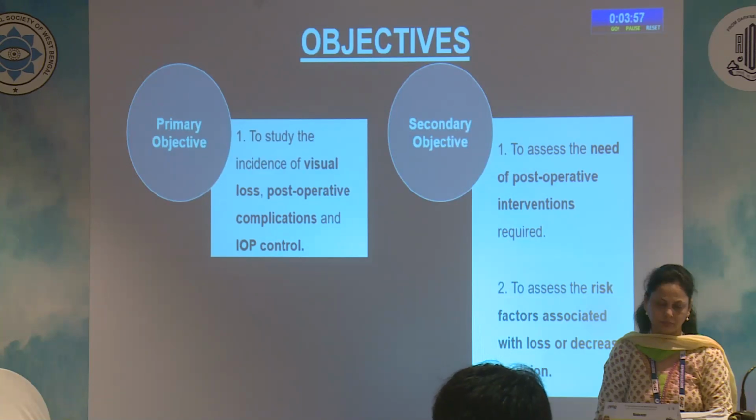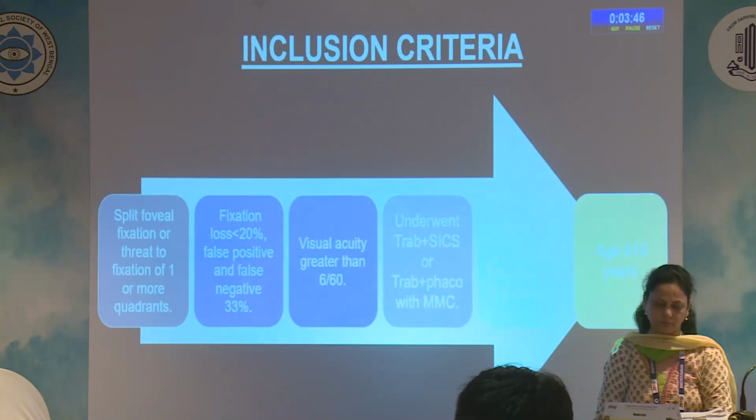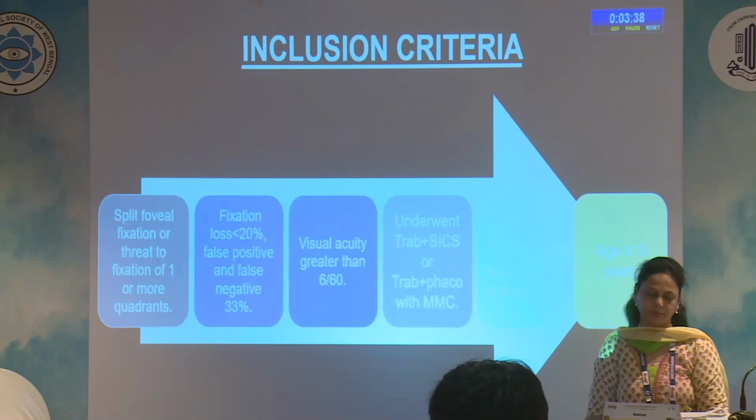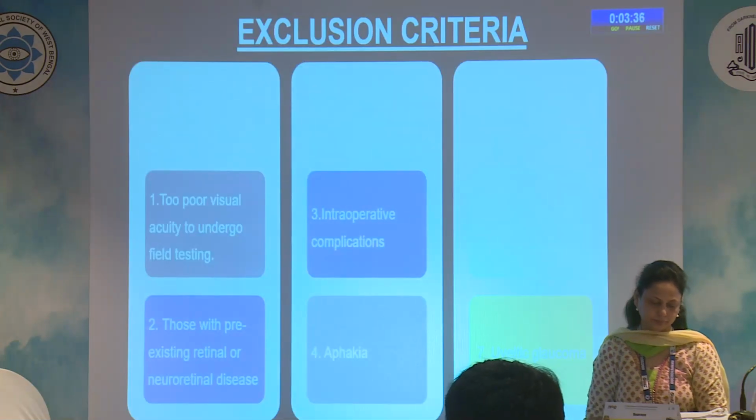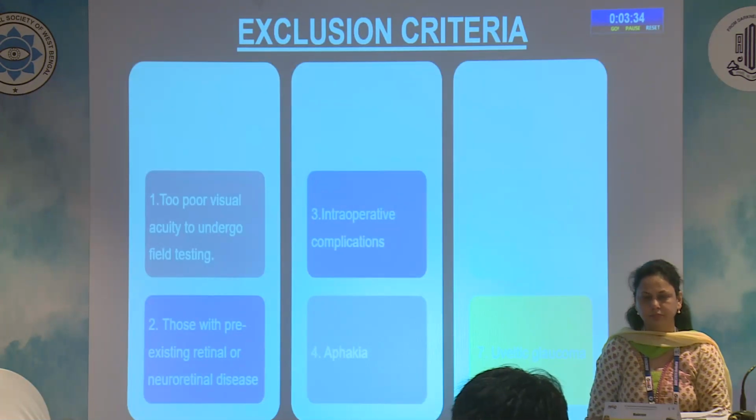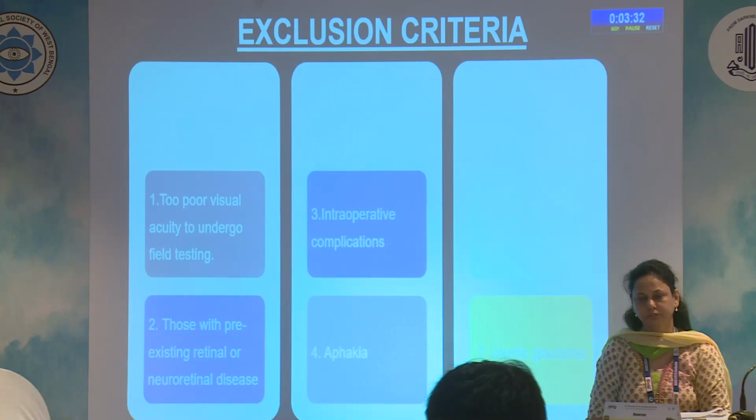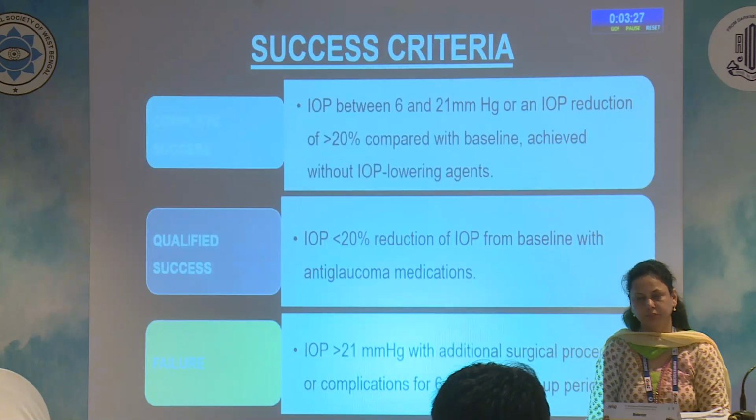So the primary objective of our study is to assess the incidence of vision loss and postoperative complications. The secondary objective is to assess the need for postoperative intervention and assess the risk factors. The patients included have split fixation or threat to fixation in one or more quadrants, good visual field reliability, and visual acuity better than 6/60, and underwent trab SICS or trab phaco. Patients who cannot do visual field testing, or who have retinal or neuroretinal disease, intraoperative complications, or neovascular glaucoma were excluded.